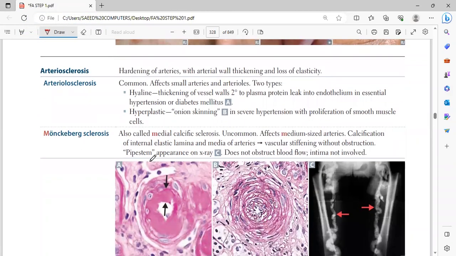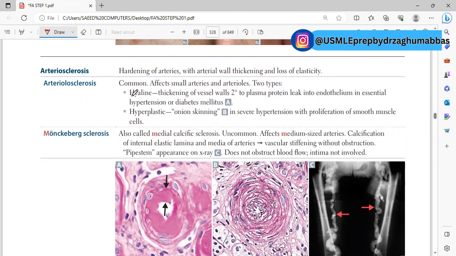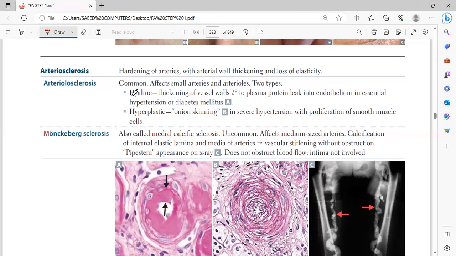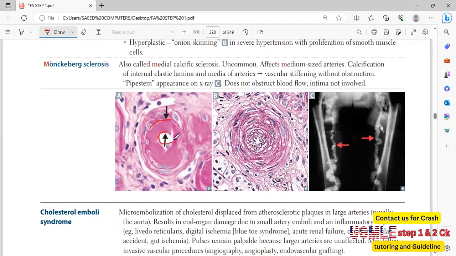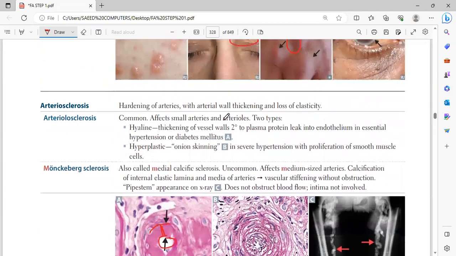In hyaline arteriosclerosis, you will have thickening of the vessel wall secondary to protein. That's why it's called hyaline. Plasma protein leaks into the endothelium in essential hypertension or diabetes mellitus. The third one is aging, which is given in Pathoma. Essential hypertension, diabetes mellitus, and aging. Here you can see, guys, this is very important histology. This is the endothelium and this is the lumen. Between them you have this pinkish material, that is protein.